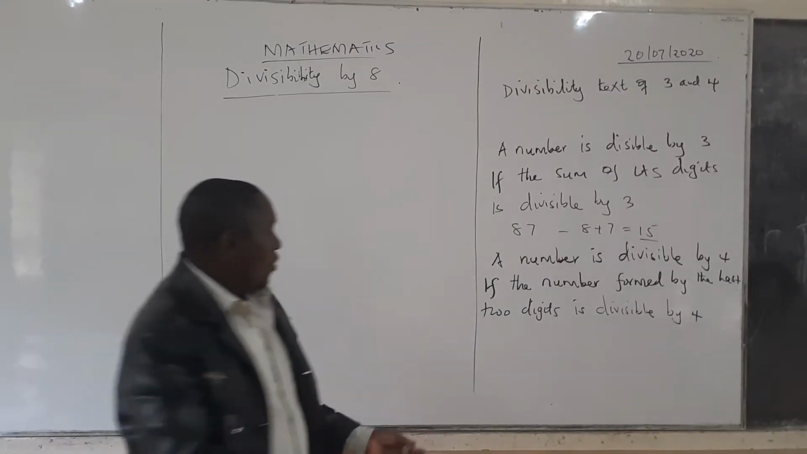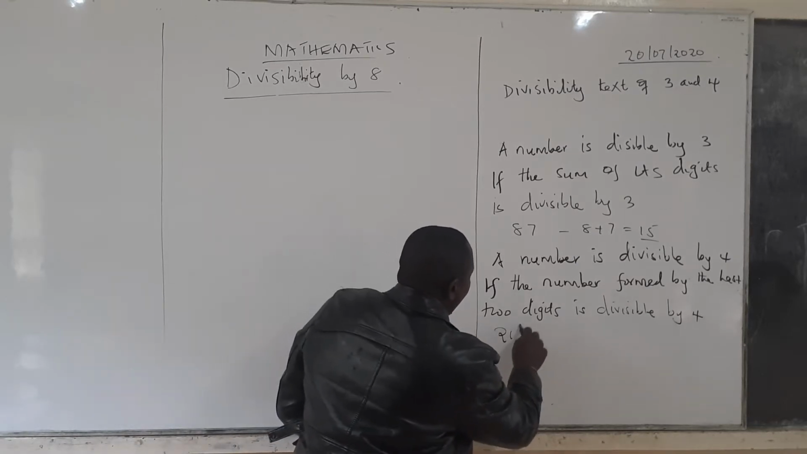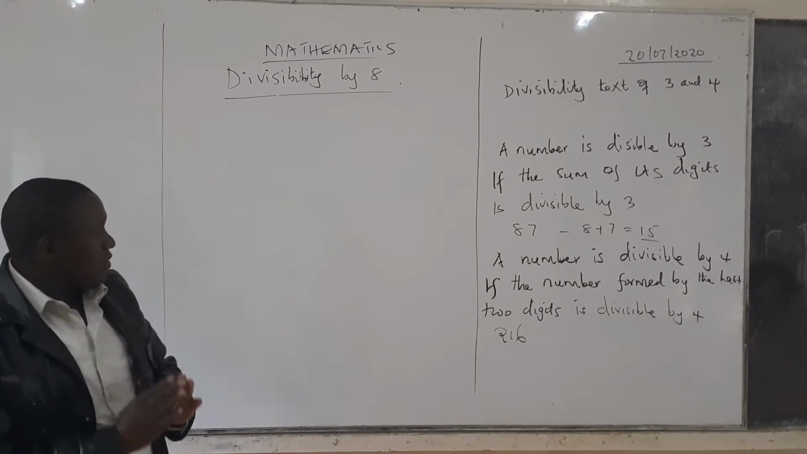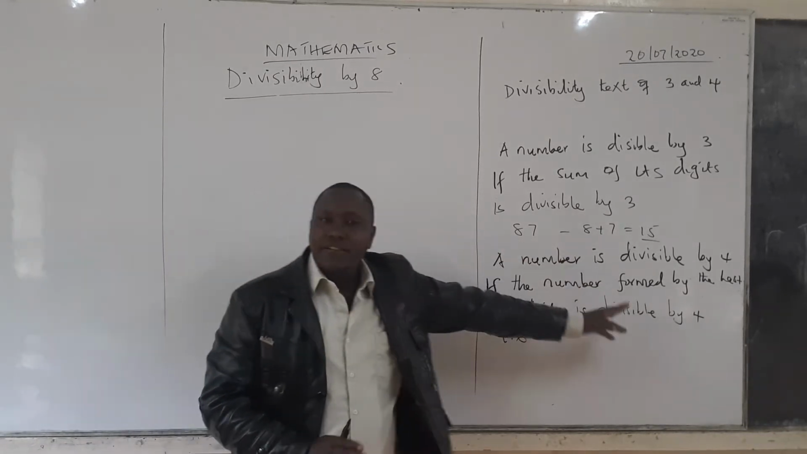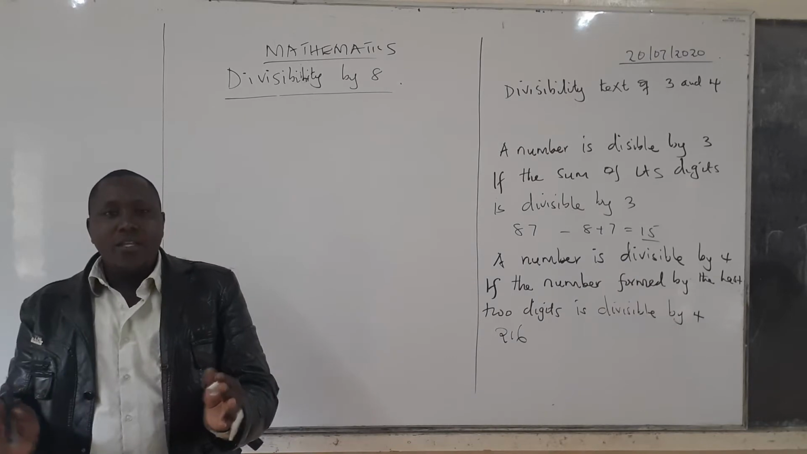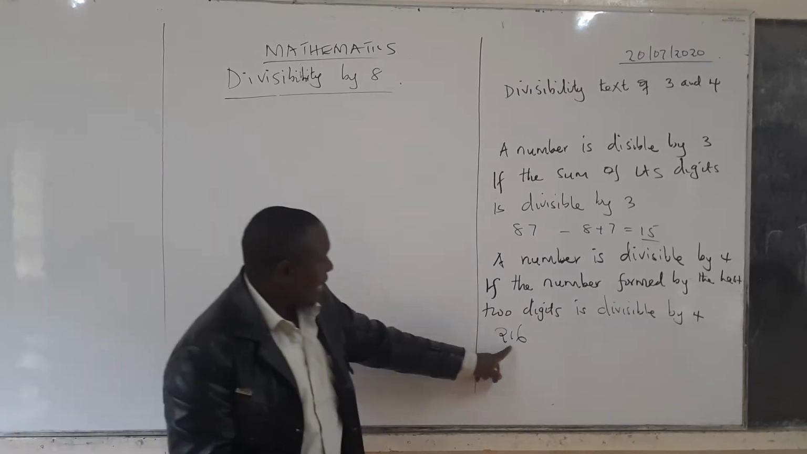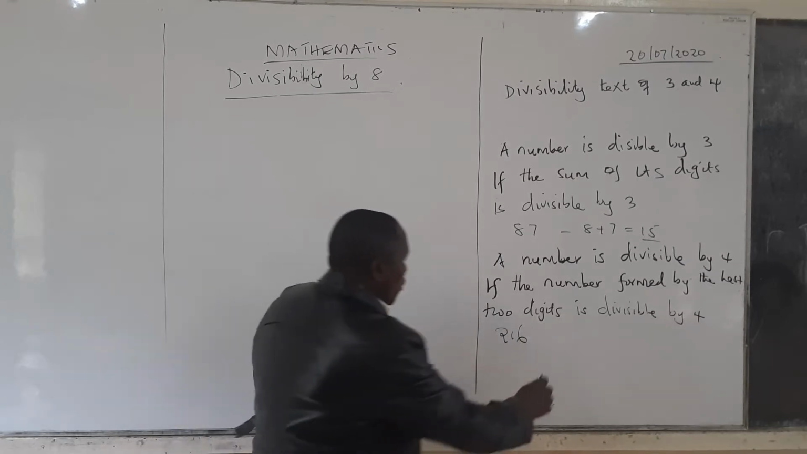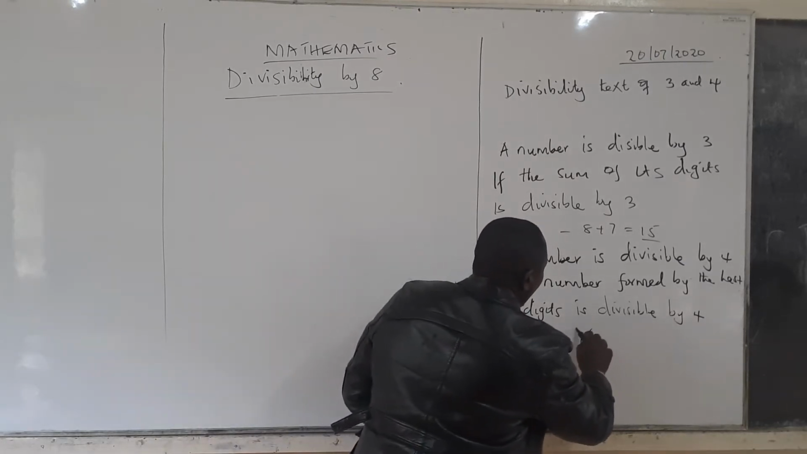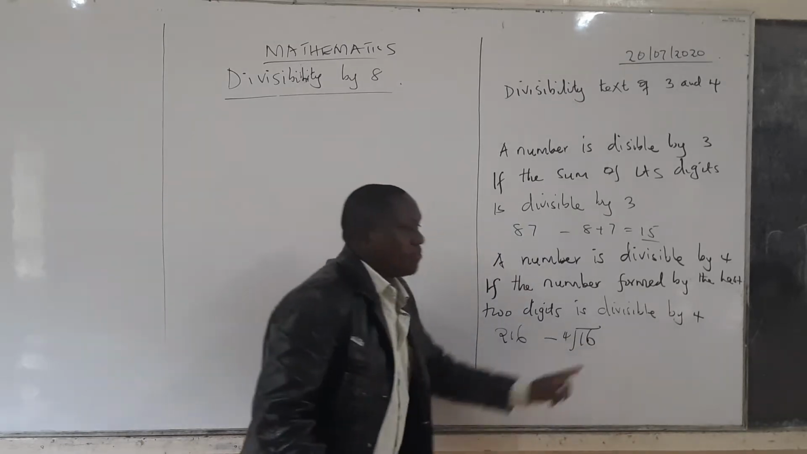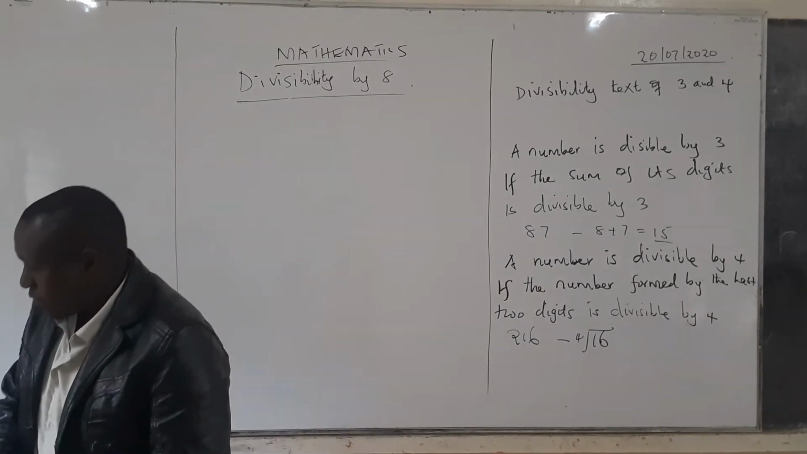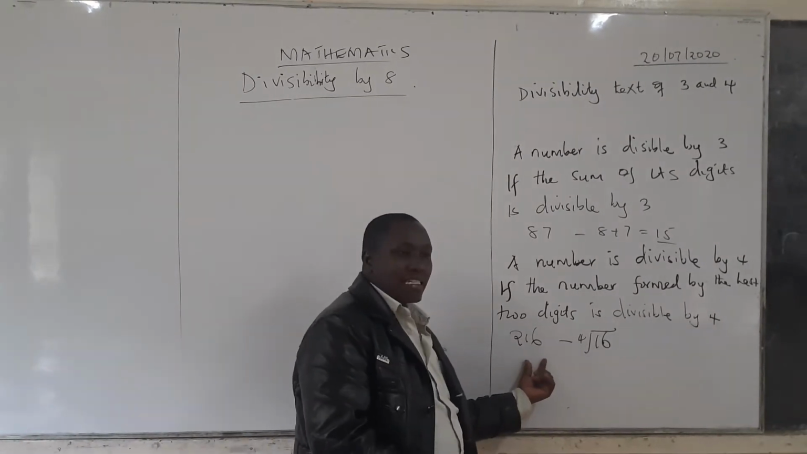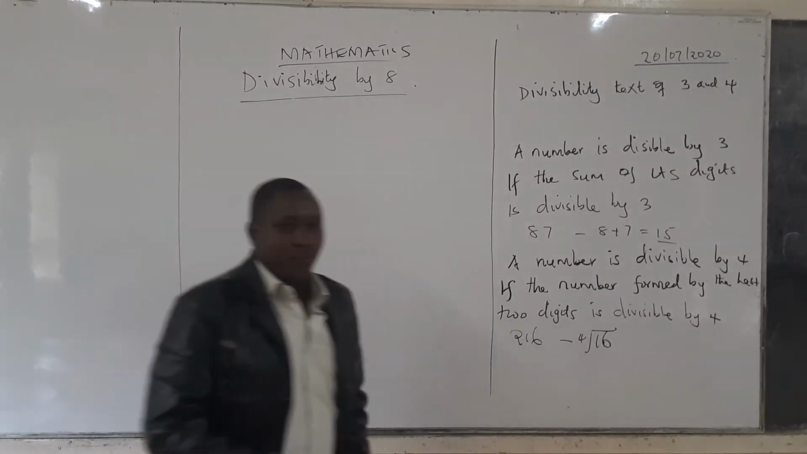For example, we can have the number 216. Instead of using the long division method, we use the divisibility test, whereby you take the number formed by the last 2 digits. The last 2 digits here are 1 and 6. Therefore, you have the number 16. When you take 16 and you divide by 4, that number is divisible by 4. Therefore, we are saying the number 216 is divisible by 4.